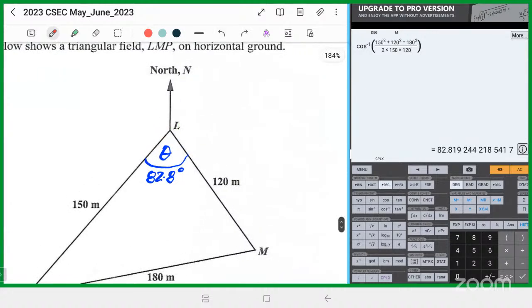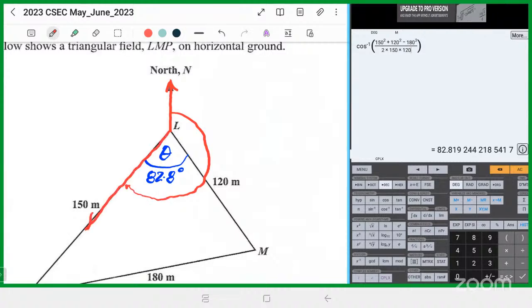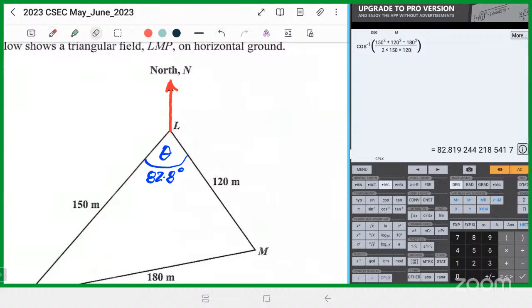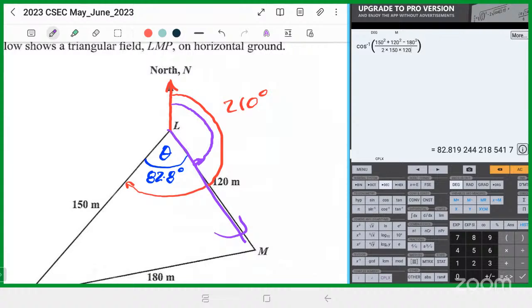Now at the point L, you have to face north first, and that's the north line that is given to us. The bearing is the angle measured clockwise from the north line to the direction. That angle is the 210 degrees that was given to us. Let me draw it a little bit wider. This whole angle is 210 degrees, and inside there is 82.8. So we can work out the bearing down to here, L to M, which is 210 minus 82.8. I think they're going to ask us for this angle.